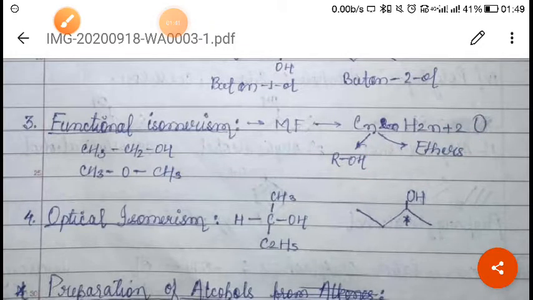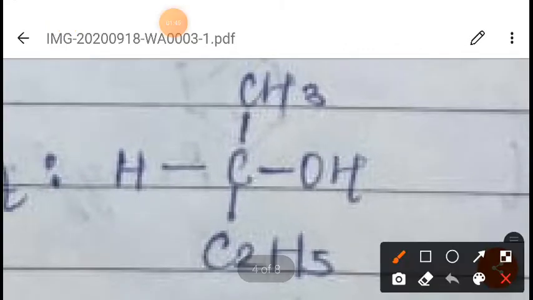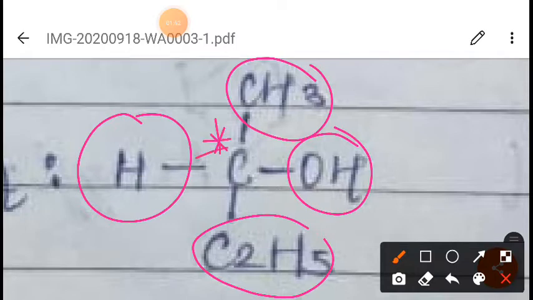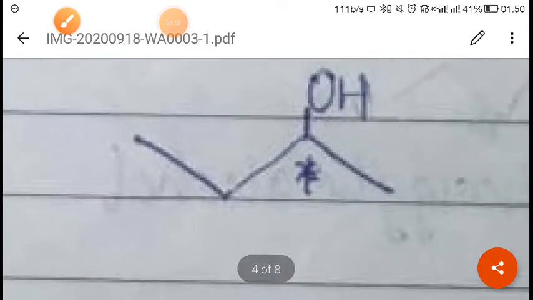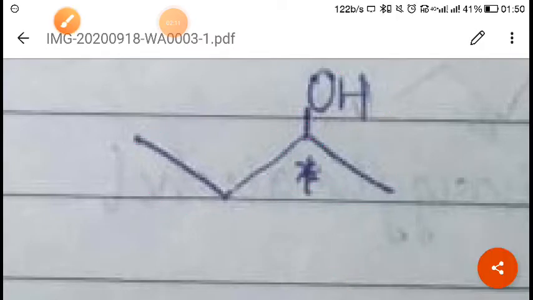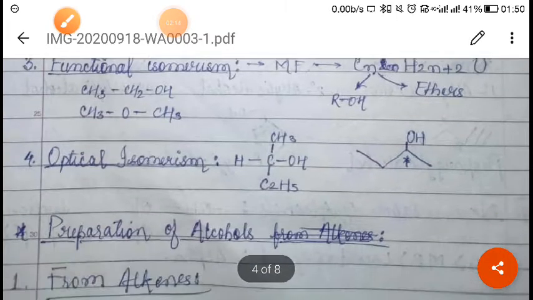Now next is optical isomers. When we talk about this carbon, you see four different groups attached here, 1, 2, 3 and 4. Since four different groups are there, this carbon is chiral. Here also, both are optical isomers of each other. This carbon is also chiral. As you can see, the star mark is here, different groups here, hydrogen at the back side, and OH here. So these are all examples of optical isomers.